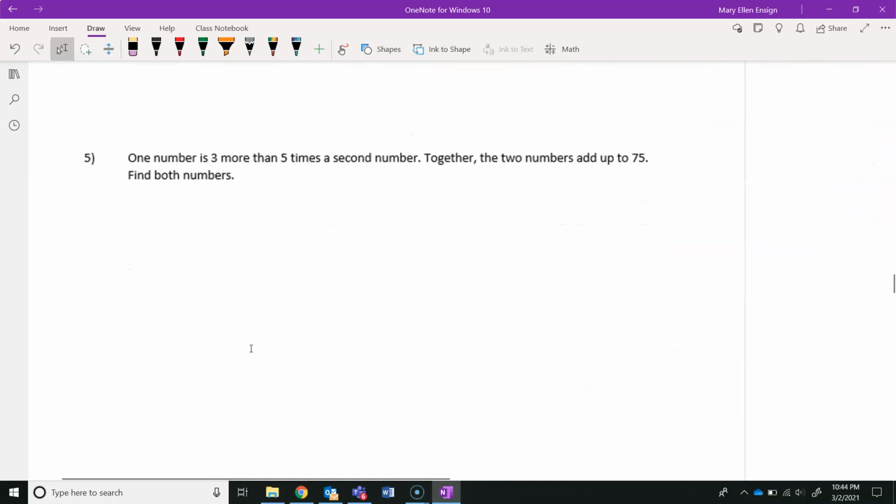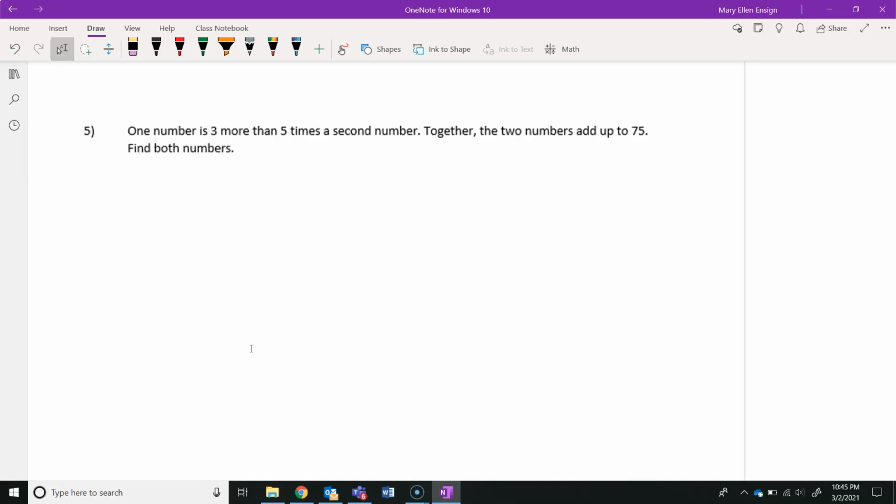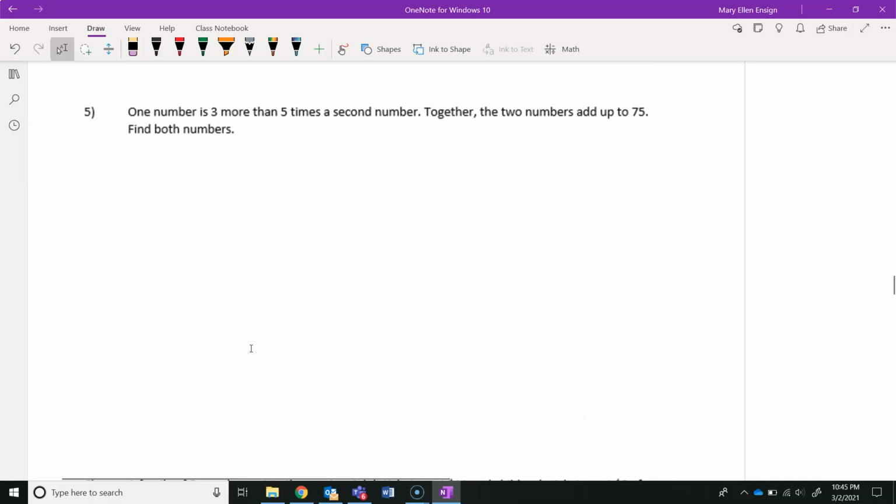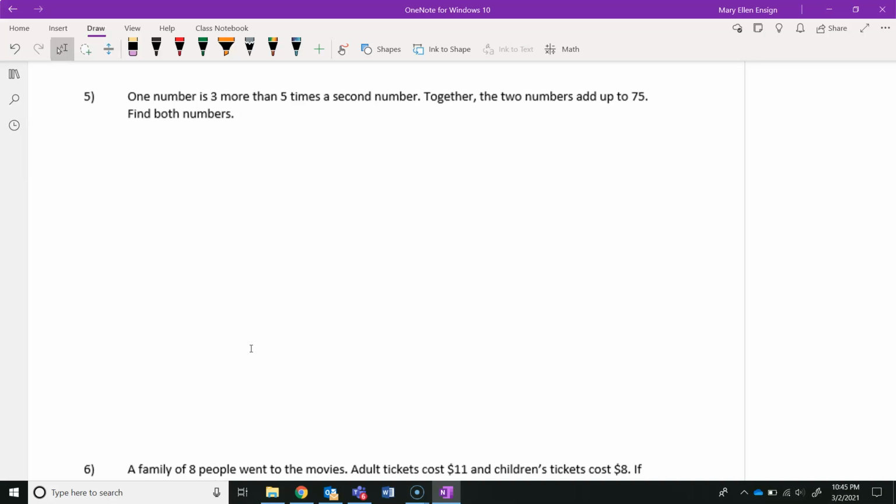Okay. So I would ask you to go ahead and try number 5 on your own. Okay. One number is 3 more than 5 times the second number. Together the two numbers add up to 75. Find both numbers. So again, we're going to start out by thinking about what we need to find and writing appropriate let statements. And then you're going to go ahead and write two equations for those. So go ahead and pause the video, see how far you can get on your own, okay, with writing let statements and then writing your two equations.